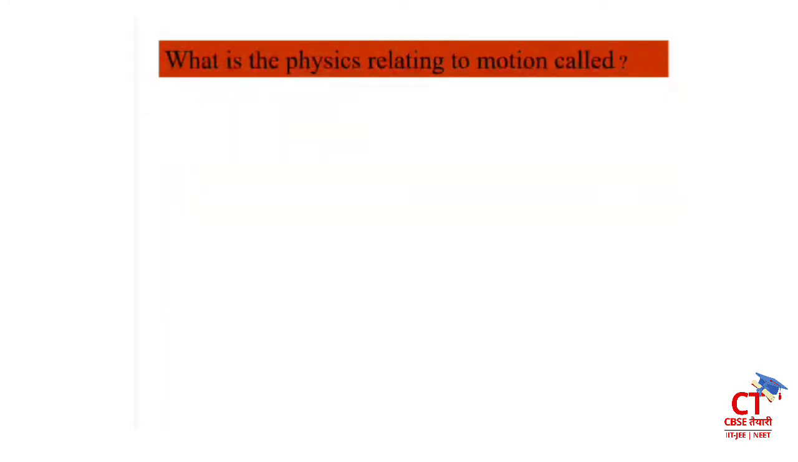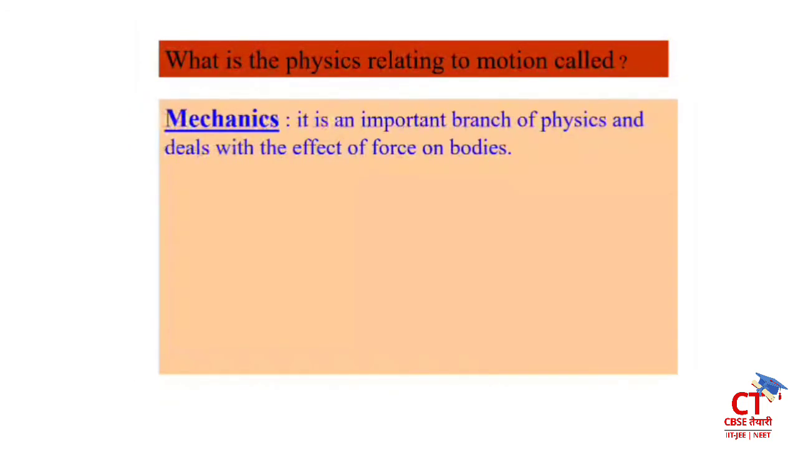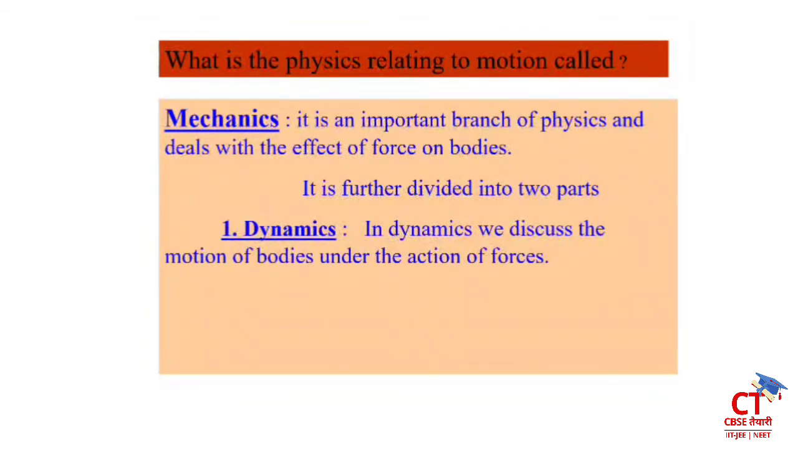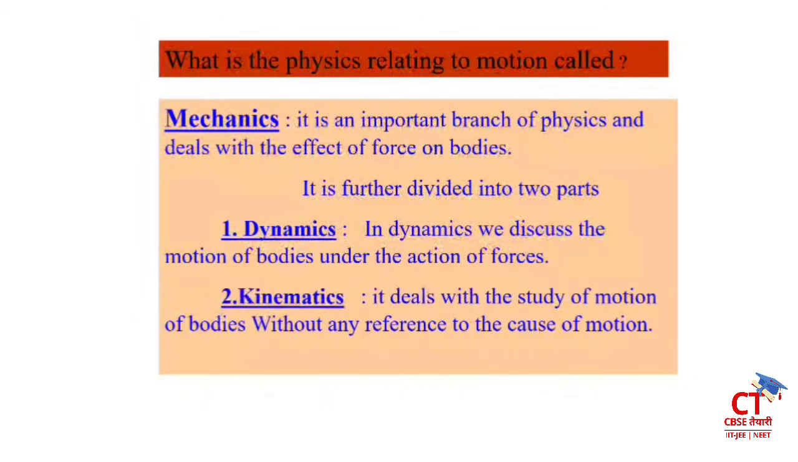And again we have, what is the physics relating to motion called? So here we have the answer: mechanics. It is an important branch of physics and deals with the effect of force on a body. It is further divided into two parts. Which parts? First is dynamics. In dynamics we discuss the motion of a body under the action of force, and the second is kinematics. It deals with the study of motion of a body without any reference to the cause of motion. That means we don't need to care about the causes of it.